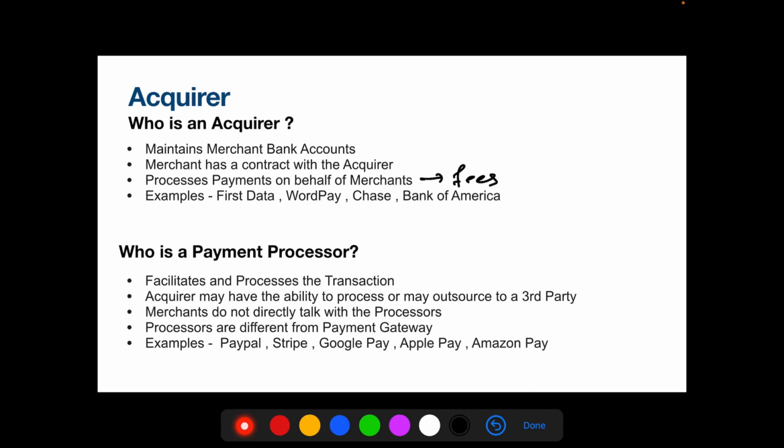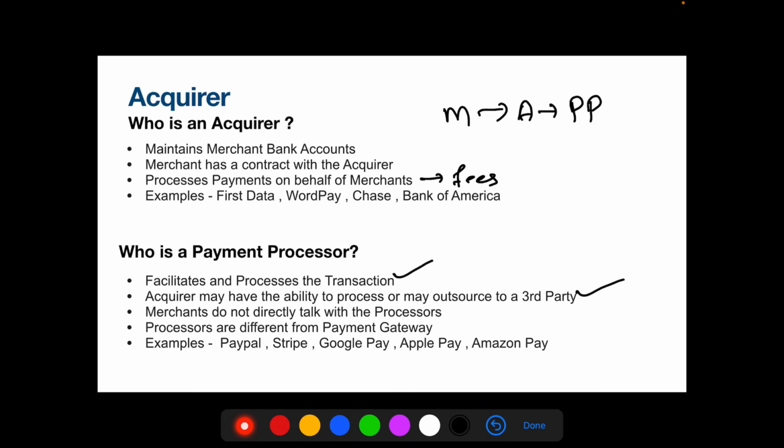Again, the flow is like you have a merchant, then you have an acquirer, and then the acquirer may or may not need the services of a payment processor. Okay, so who's a payment processor? A payment processor is someone who facilitates and processes the transactions. Acquirers may have the ability to process or may outsource this to a third party, as I already mentioned.